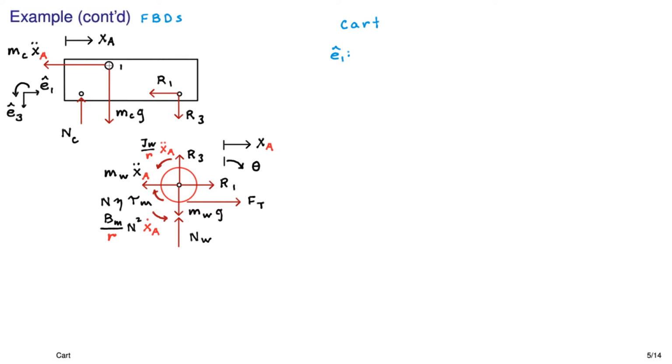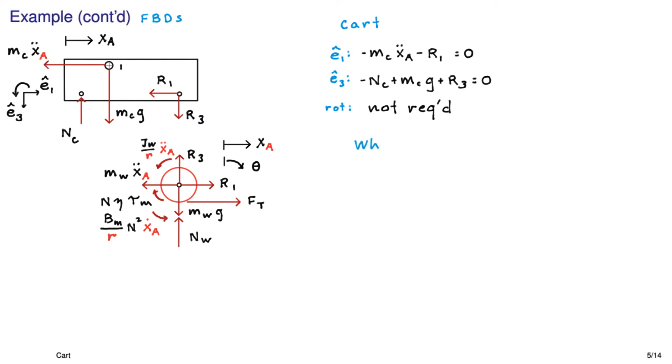Now we can go about the task of summing all the forces in the 1 and 3 directions and all the moments, if we need them. So in the E1 direction for the cart, all we have are the inertial force and an R1. That's it. Not too bad. And in the E3, we pick up a few more terms. We have a normal force, a weight, and an R3. And the rotation we could do if we were interested in the reaction forces like the NC. You know, if you wanted to find out exactly when that wheel might come off the ground, then you could work that side of the problem. But we're assuming that the wheels stay in touch with the ground, so we're not going to worry about it.